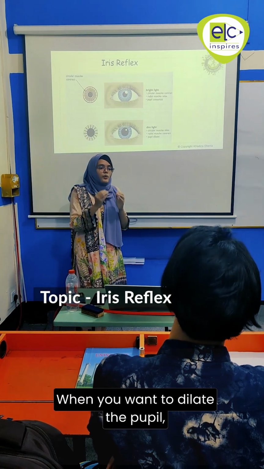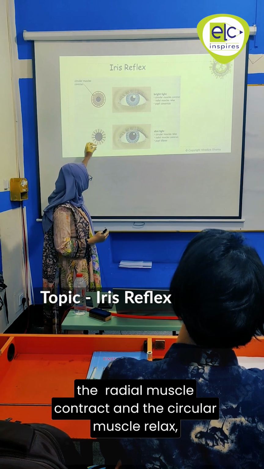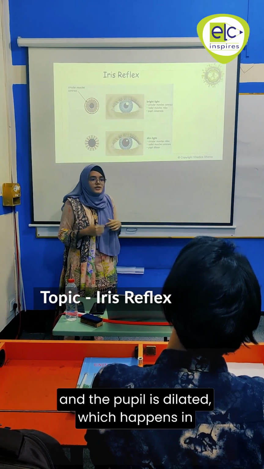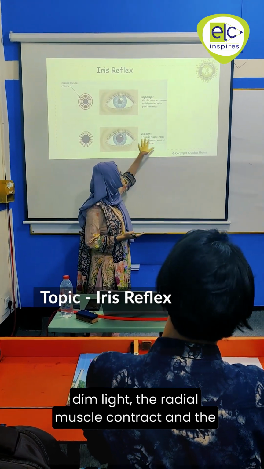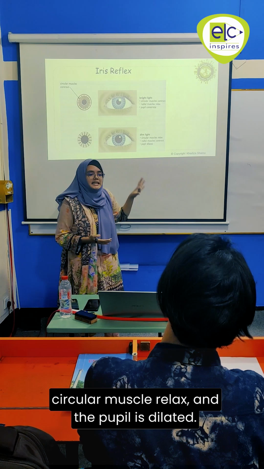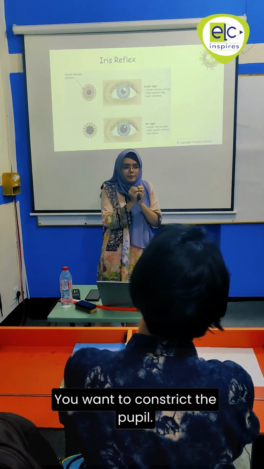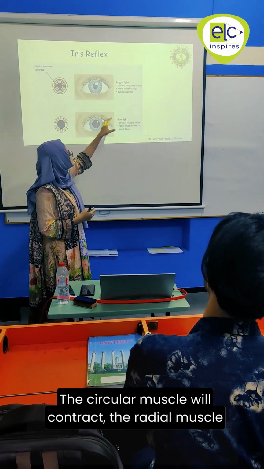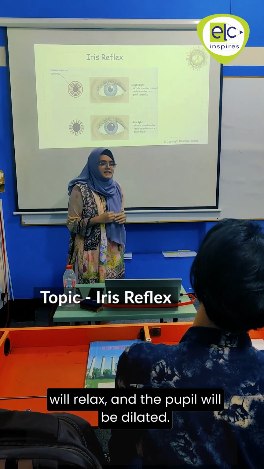When you want to dilate the pupil, the radial muscle contracts and the circular muscle relaxes and the pupil is dilated, which happens in dim light. The radial muscle contracts and the circular muscle relaxes and the pupil is dilated. What happens in bright light? You want to constrict the pupil. What happens at that time? In bright light, the circular muscle will contract, the radial muscle will relax and the pupil will be constricted.